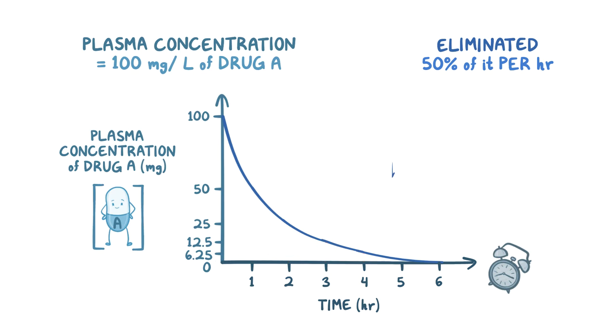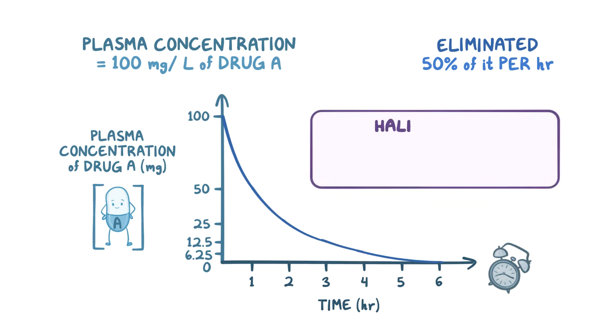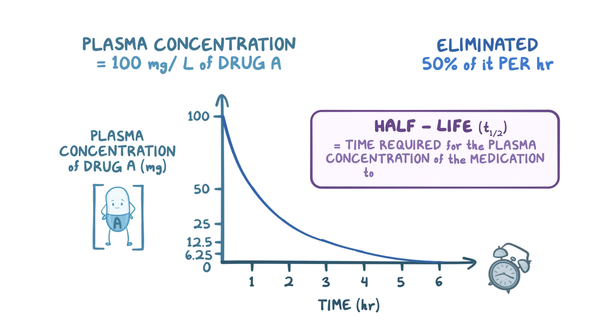Another cool thing about this graph is that it helps determine the half-life of the medication. This is the time required for the plasma concentration of the medication to be reduced by half. So, in this case, it's 1 hour. This gives us a reference point when we need to compare the clearance of different medications.